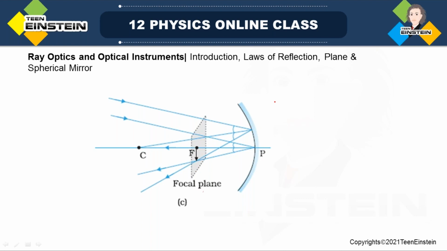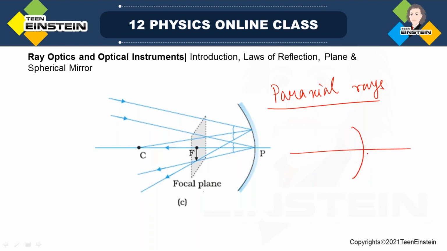Okay, now one more definition. What are called paraxial rays? Paraxial rays of light. See, I have a mirror, suppose a concave mirror. This is the pole. So the light rays which are parallel to the principal axis and incident very near to the pole, those are called paraxial rays.